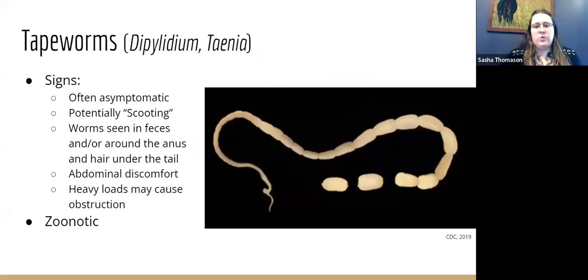So this is a picture of them on the right. When they're shed in the feces, they can look like little rice grains, or if you have a long string of them, they're very segmented. They often don't show any signs, but you may see some "scooting," or if you're looking at the feces or around the anal region or at the hair under the tail, you might see worms or small pieces of the worms there. If you have an increased worm load, the animal can have some abdominal discomfort, and depending on just how heavy that worm load gets, it can cause intestinal obstruction, just like foreign bodies can. And these worms, tapeworms, are zoonotic to people as well.